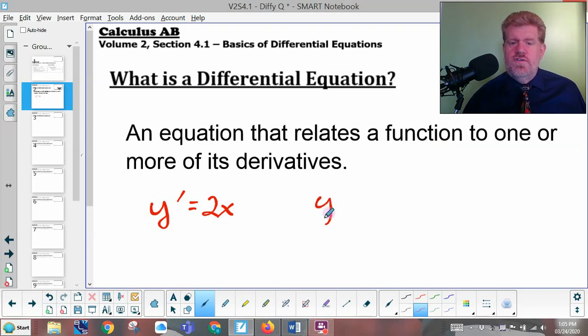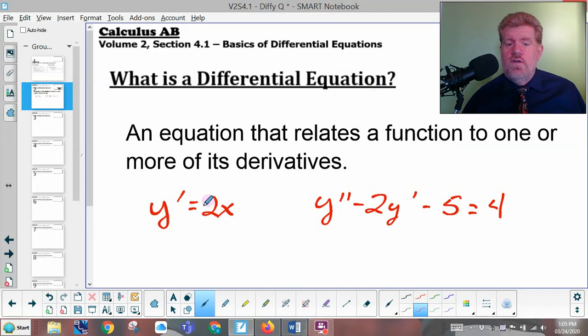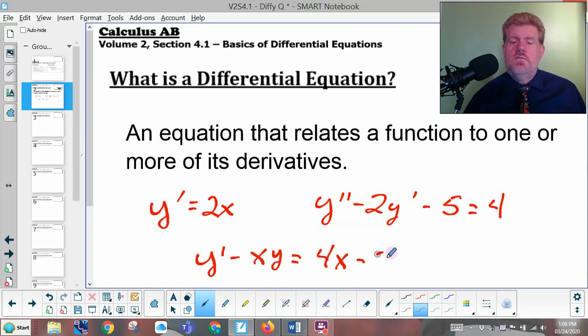Here's another differential equation. That's a differential equation. It's got y. I know y is not explicitly stated in there, but you have a first derivative and second derivative of y. This could be a differential equation. Oh yeah, y prime minus xy equals 4x minus 2y cubed. That is a differential equation that relates y to one of its derivatives, y prime.